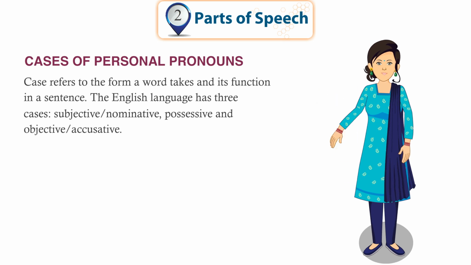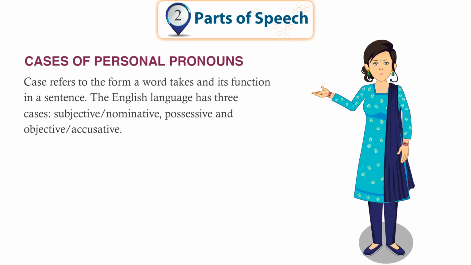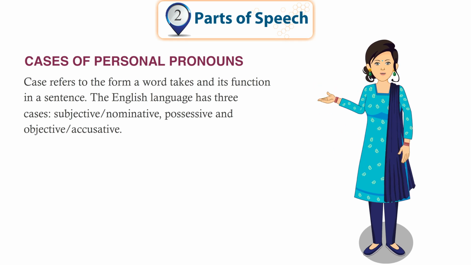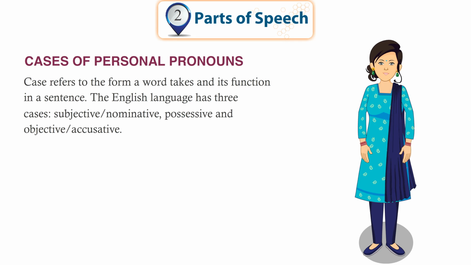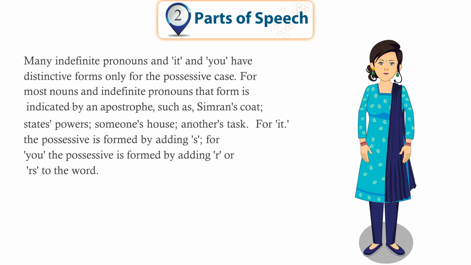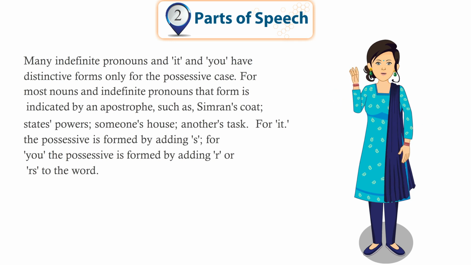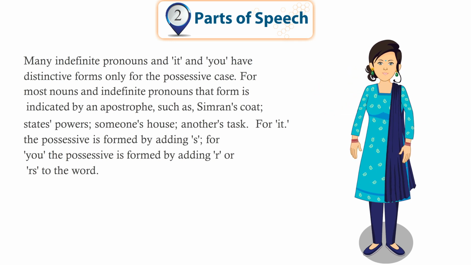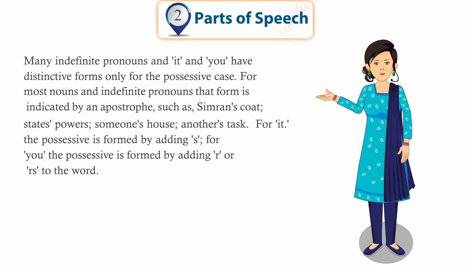Cases of personal pronouns. Case refers to the form a word takes and its function in a sentence. The English language has three cases: subjective (nominative), possessive, and objective (accusative). Many indefinite pronouns, and it and you, have distinctive forms only for the possessive case.